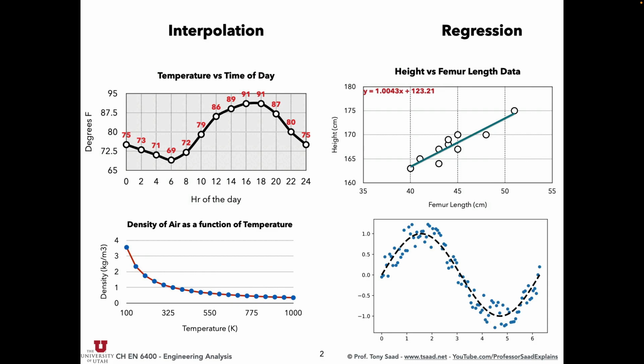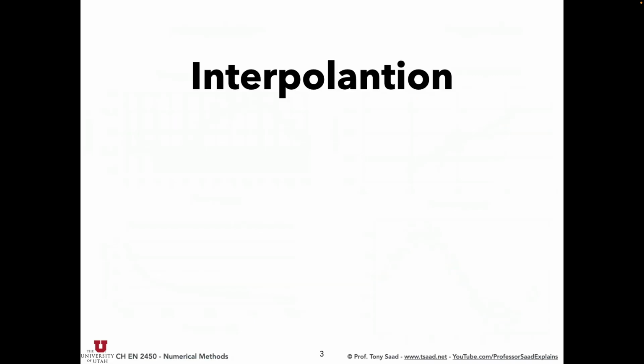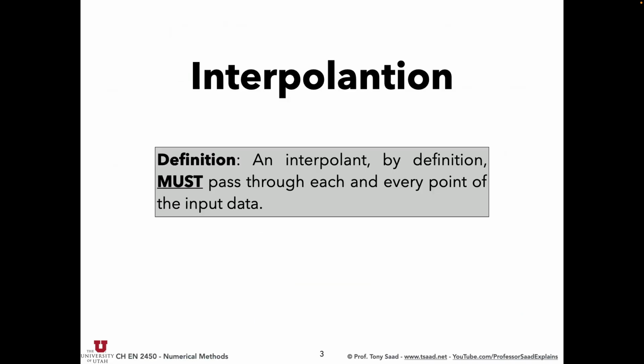For regression, that's not the case. It hardly goes through any of the input data points because it's a model. It's trying to capture the trend of your data. We start with interpolation, and that's the definition. An interpolant must pass through each and every point of the input data.